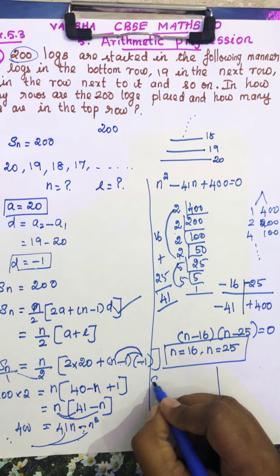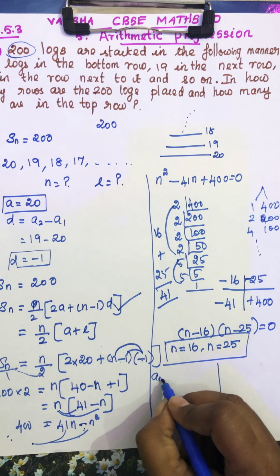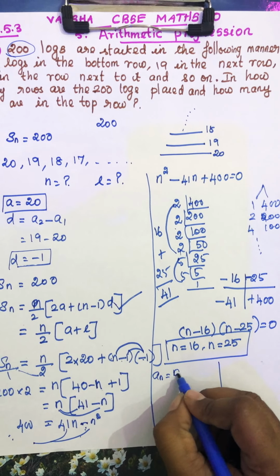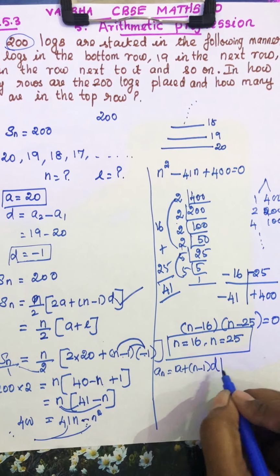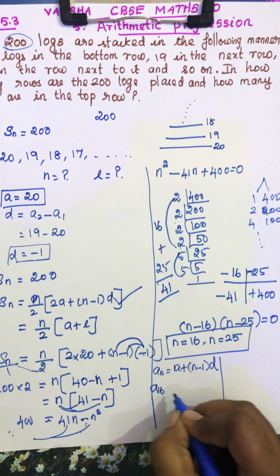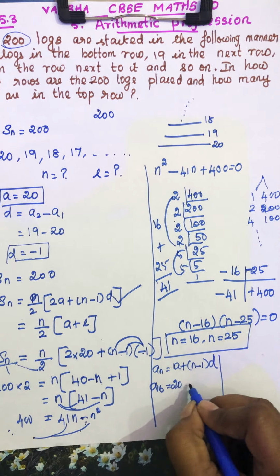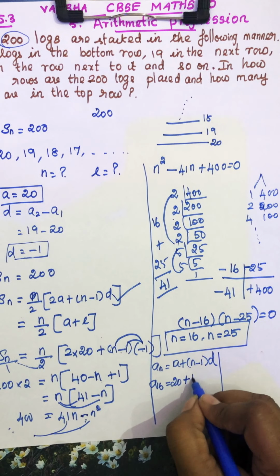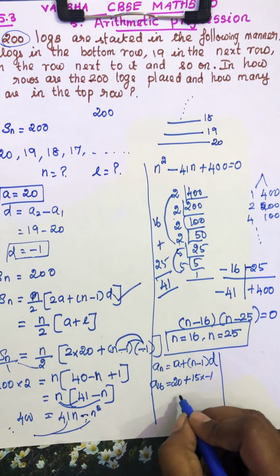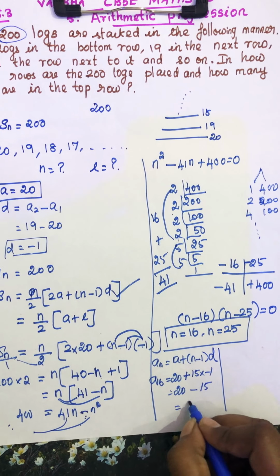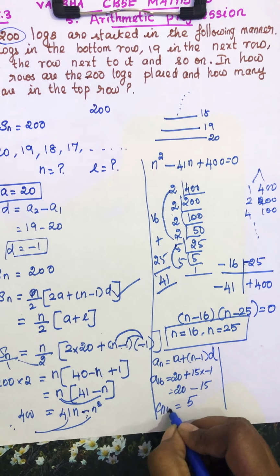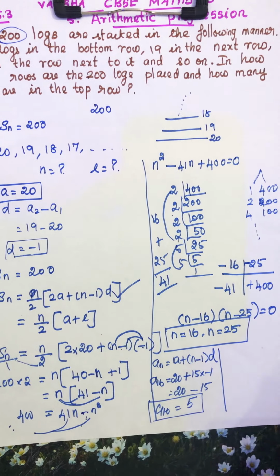So you have to find the 16th element. So what is your formula students? A plus n minus 1 into D. Okay, so we are going to find the 16th. So this is 20. So 15 into minus 1, so this is 20 minus 15. So this is 5. So the 16th term is 5.